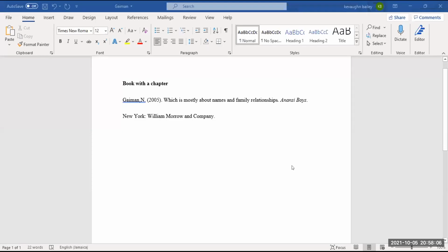All right. So let's see this book with a chapter. So boys, comma B for boys. Comma B. Yes. There should be a space between the comma and N, where the name is. That's why you see it under there. So there needs to be a space between the comma.